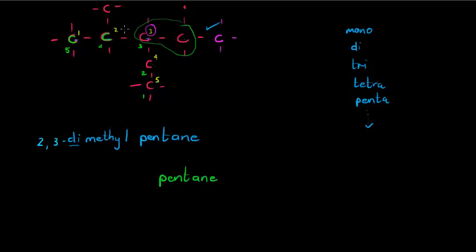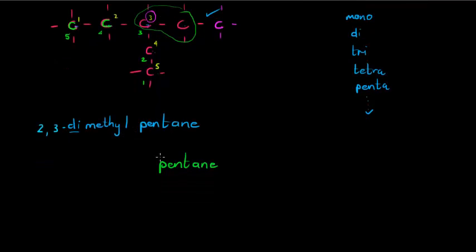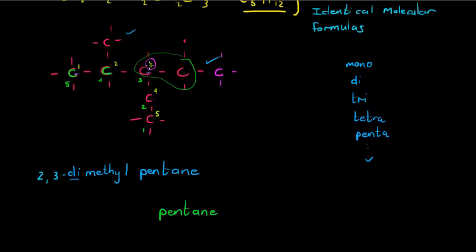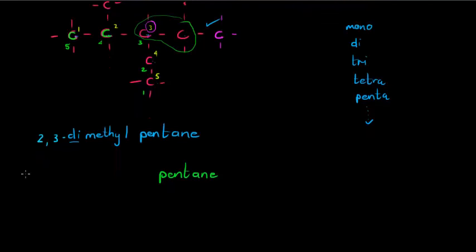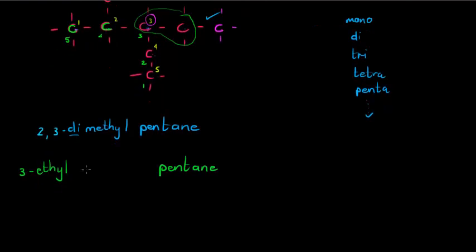Now when we have more than one alkyl group, okay, we will write them in alphabetical order. Okay, so we've got a methyl and we've got an ethyl. Ethyl will come first because in the alphabet E is before M. So the ethyl group is on the third carbon. So this would be 3-ethyl. Okay, the methyl group is on the second one, so that would be 2-methyl pentane.